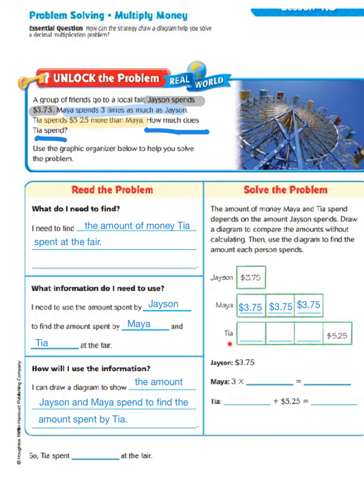Now we have to look at Tia. If we go back to our word problem, it says that Tia spends $5.25 more than Maya, which means that we need to have the 3 boxes out by Tia to represent the same amount as Maya, plus a box with the $5.25 more. So let's go back to our 3 boxes and record our $3.75. So from our word problem, we know that Jason spends $3.75. We know that Maya spends 3 times $3.75. So we'll put our $3.75 on the blank.